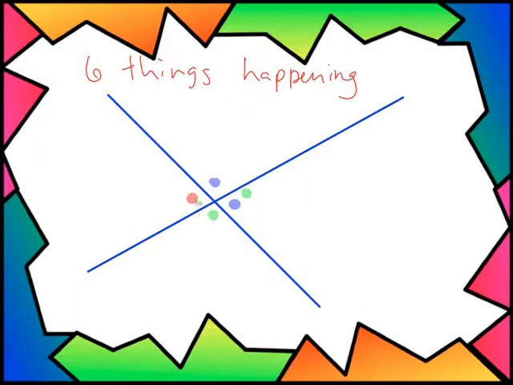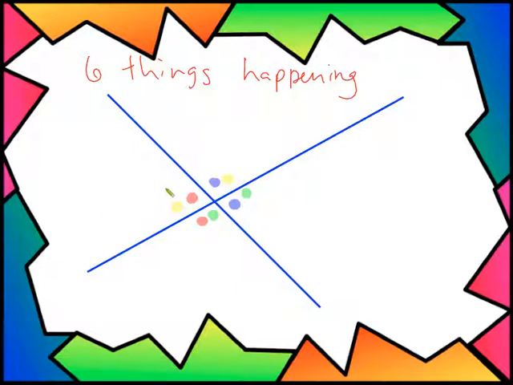Okay, so anytime we have two lines crossing, we have 6 things happening. You don't have this slide either, I'm just trying to show you. So we have linear pairs. One pair right there, one pair right here, one pair right here, and one pair right here. So each one of these angles has two different angles that are linear pairs.